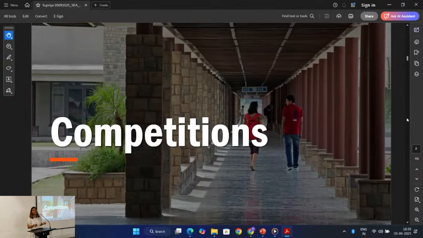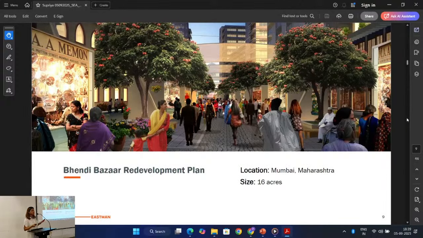What is the easiest way to then enter the market, right? Competitions. And when you don't have a lot of work back home, you do a lot of competitions, and that's what we did. This is one of the first competitions we did. Bhendi Bazaar is a project that all of you should be familiar with. It is in our city. It's an example of a trust-led, community-led development. And we were brought in to compete for this project.